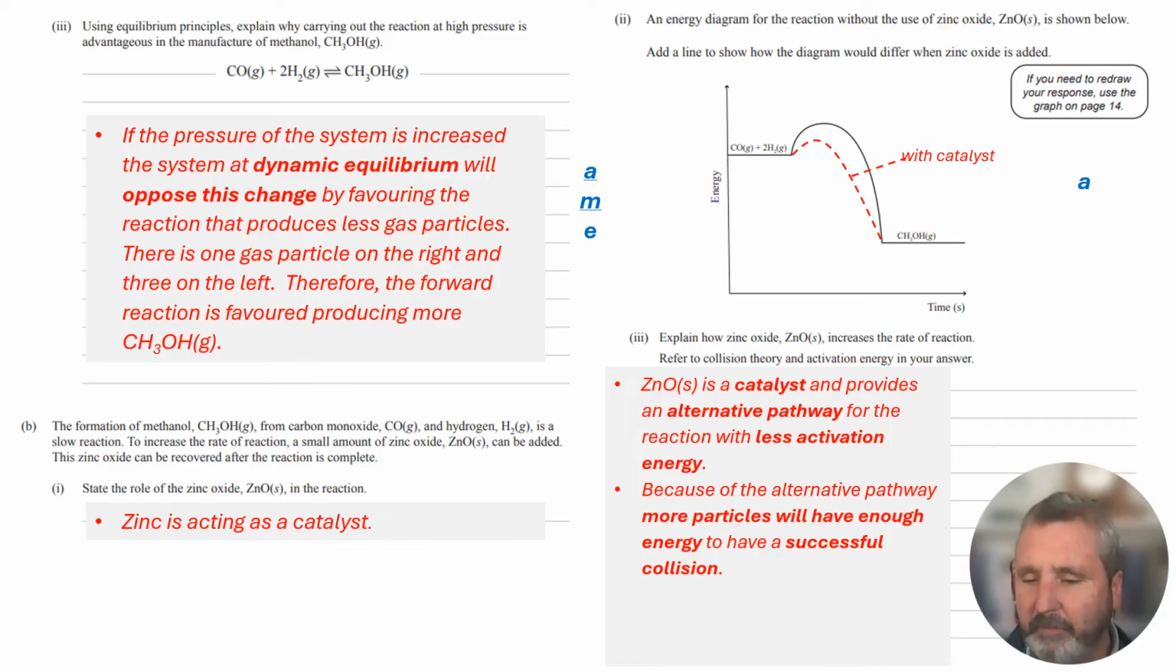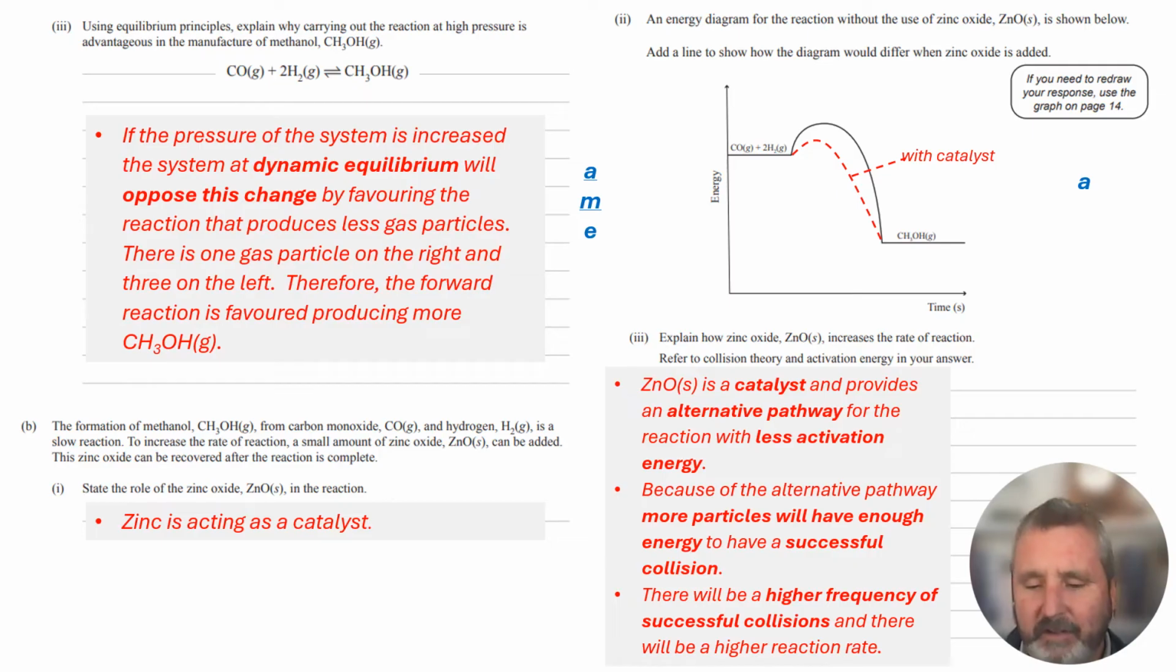And because of the alternative pathway, more particles will have enough energy. Okay, so more particles will have that small amount of energy needed to have a successful collision. And then the final bit is there will be more successful collisions per second, or there will be a higher frequency of successful collisions. Therefore, it's going to react faster. And we're going to achieve merit and excellence for these 3 points. That's the end of question 2.